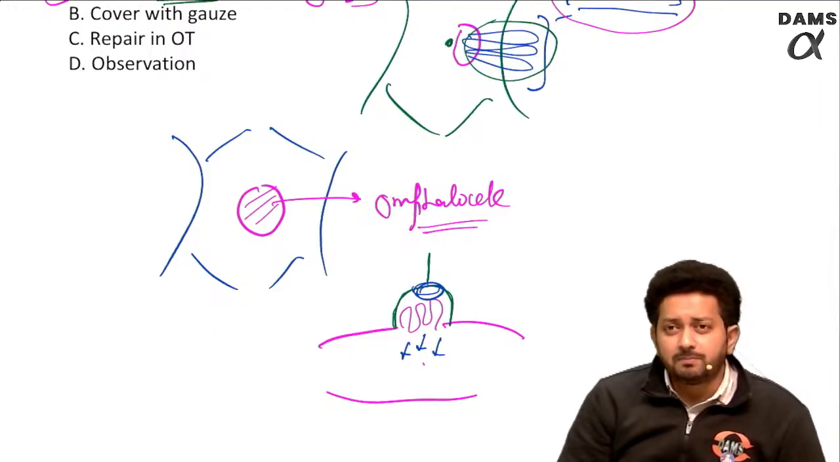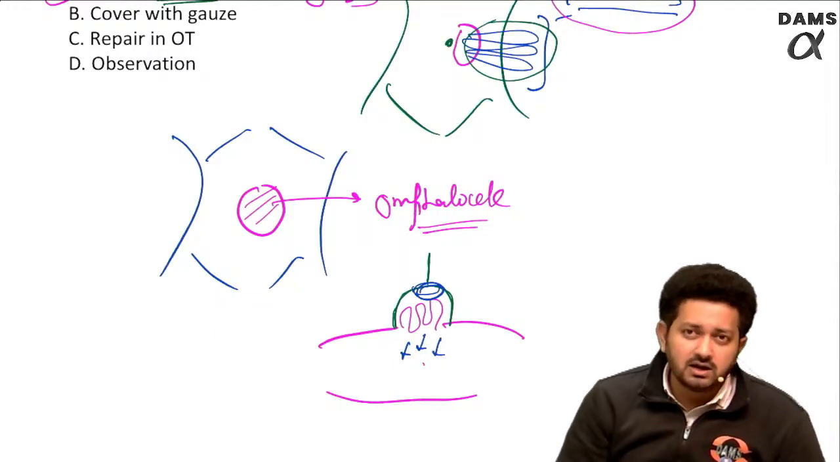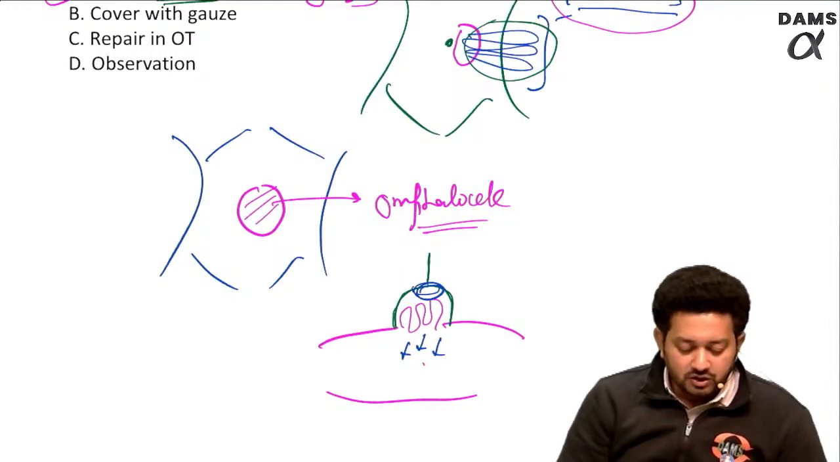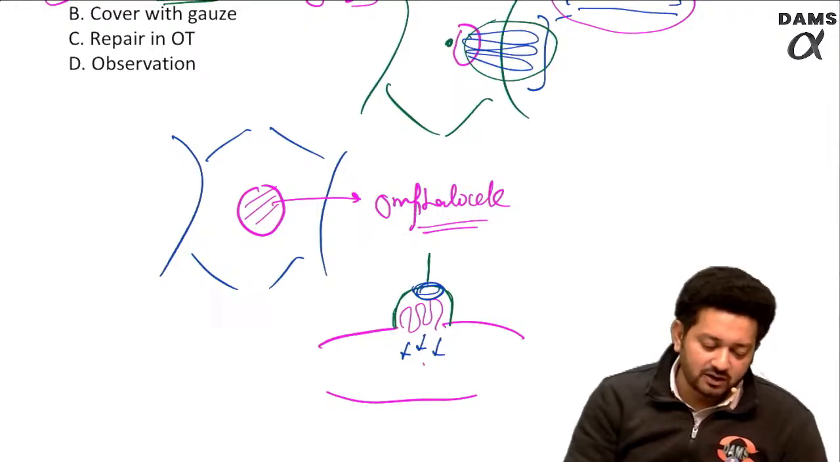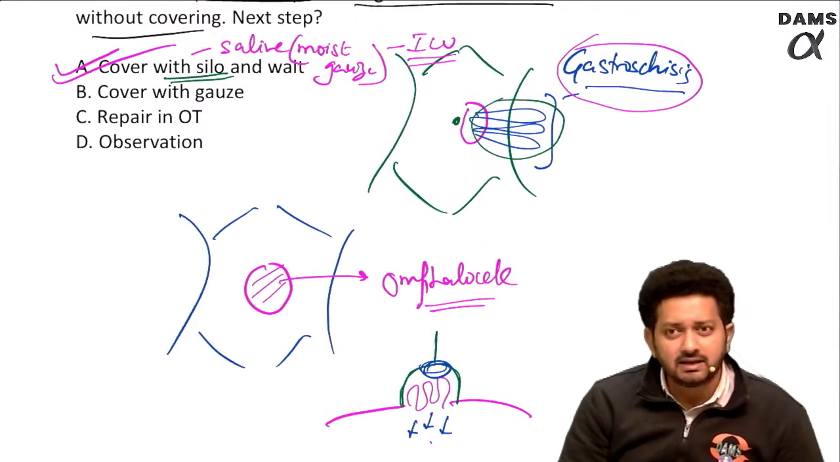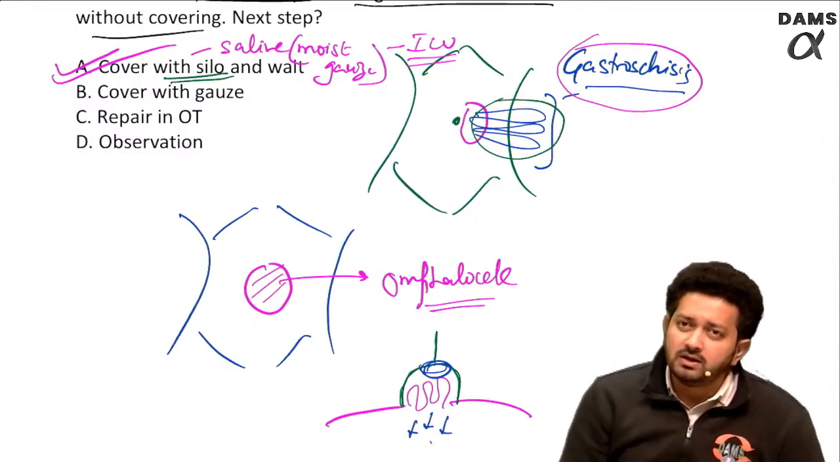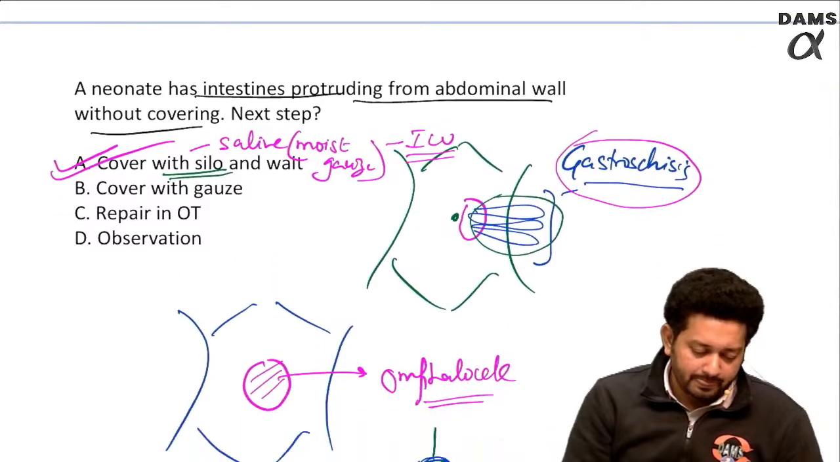That is kind of a plastic bag which is used to keep the bowel inside a kind of membrane, so that otherwise if it is hanging outside, there will be lots of heat loss, it will become dry, it will become injured. So you can put a silo and then you can push it back. If silo was not in the option, cover with the saline moist gauze and then you shift the patient to the ICU. That is the better answer.